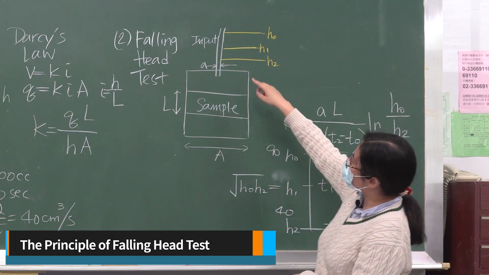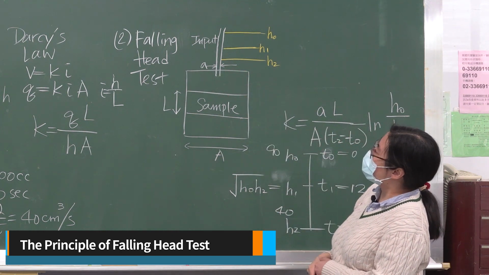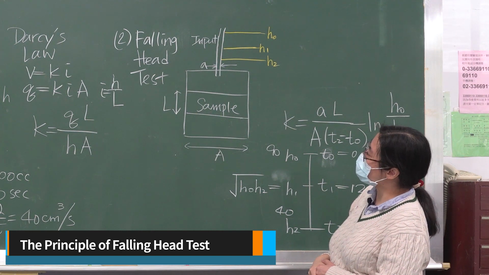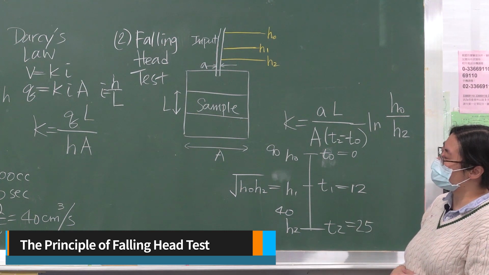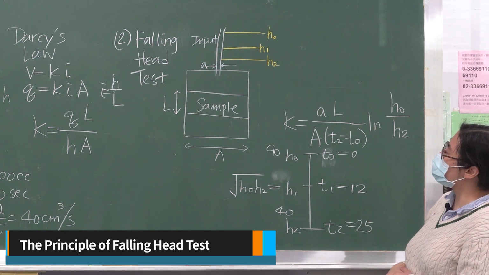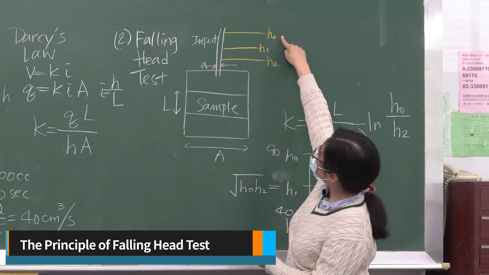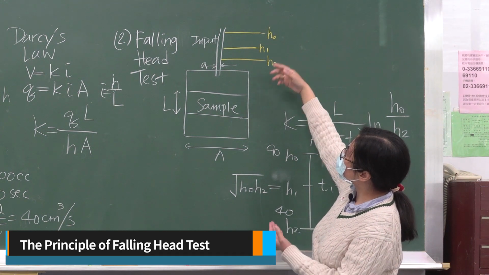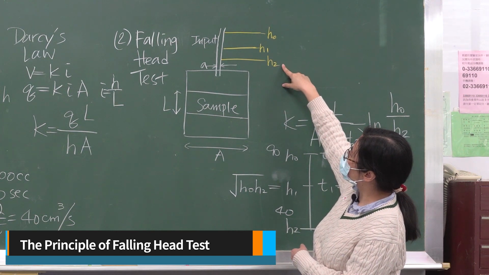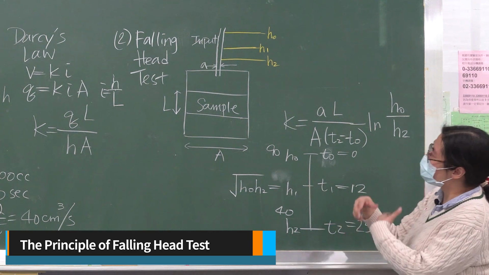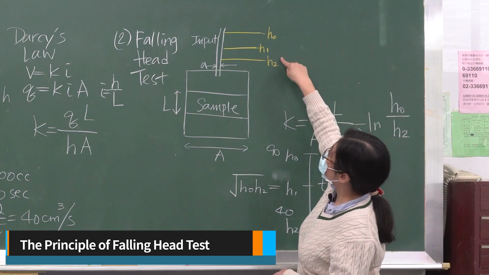In addition to that, we will also have a tube where water flows in, and that tube has a cross-sectional area, small a. So in this falling head test, the head is actually varying with time. At a certain time, the head may be at h0. After several seconds, the head may drop to h1, and another time it may drop to h2. So what we are going to do is keep track of the time corresponding to these head levels.